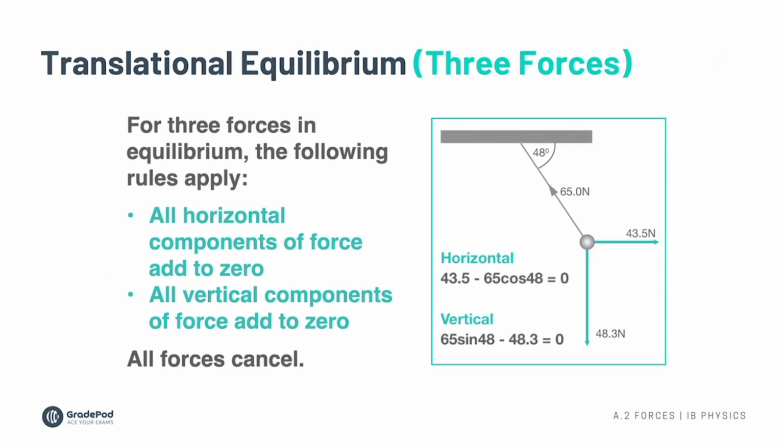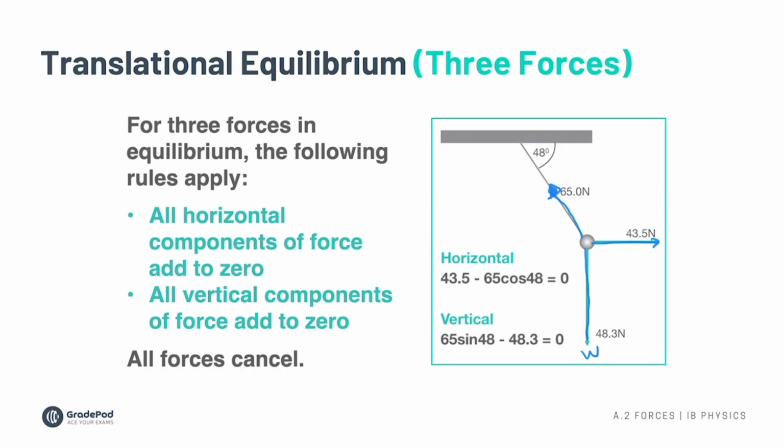There is the situation where you might have three forces. And for three forces, the following rules apply. All horizontal components of force add to 0, and all vertical components of force add to 0. We have three forces here. We've got the tension force of 65 newtons. We've got a force pulling this ball that way, that would just be somebody holding it. And we have the force of weight pulling it down.